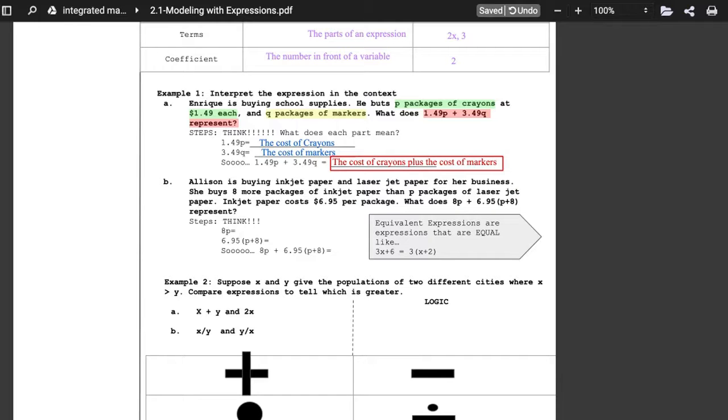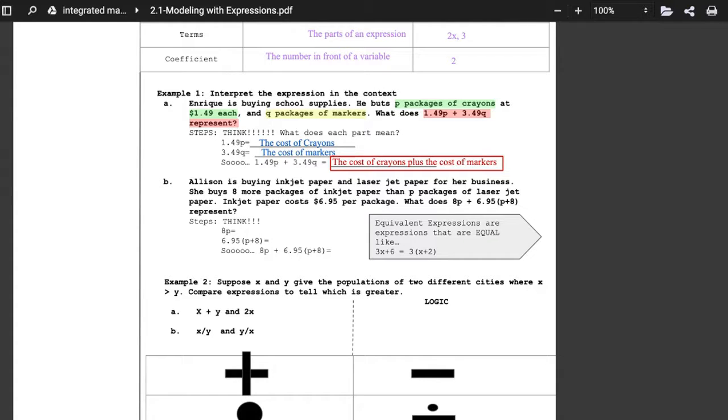So in part B, Allison is buying inkjet paper and LaserJet paper for her business. She buys 8 more packages of inkjet paper than P packages of LaserJet paper. Inkjet paper costs $6.95 per package. We want to know, what does 8P plus $6.95 plus 8 represent?